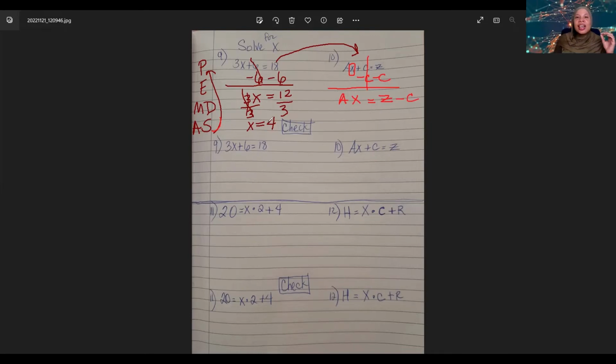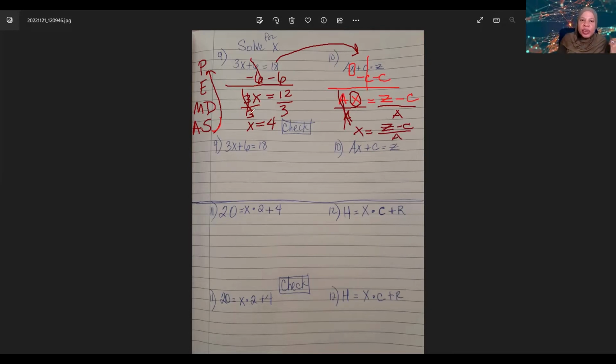Now you're still trying to get x by itself, but the x is connected to the a, so they're multiplying each other. Anytime they're connected with no operations in between, it's multiplication. Since it's a times x, in order to get rid of the a, you have to divide everything by a. You can cross out the a. So x is equal to z minus c divided by a. That's your answer.